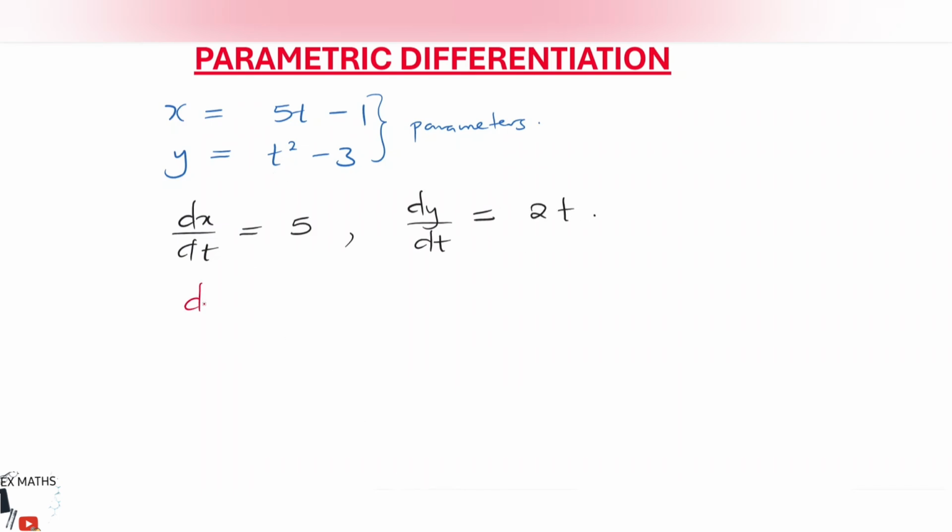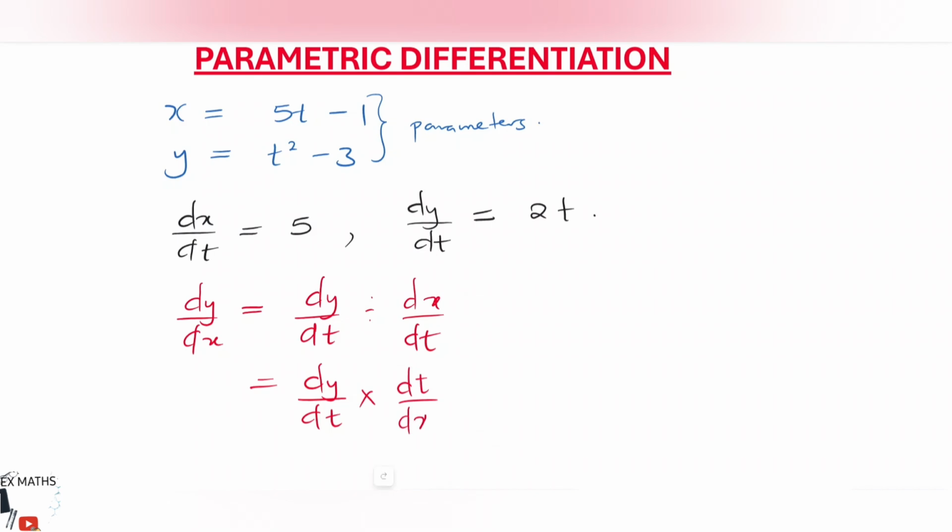Then our dy/dx. From the chain rule of differentiation, we know that dy/dx is going to be dy/dt divided by dx/dt. The division sign will turn to times, and this one will be inverted: dt over dx. dt and dt will cancel out, then we'll be left with our dy/dx.